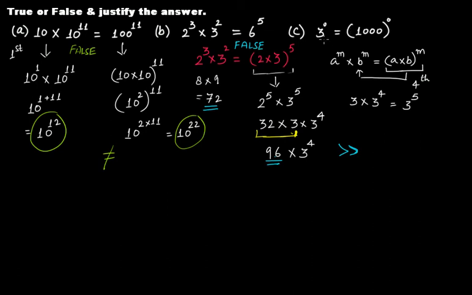Now here 3 has its exponent as 0, and 100 also has its exponent as 0. Now a raised to the exponent 0 is equal to 1, where a is any integer other than 0. So this is 1, and this is also 1. So clearly 1 is equal to 1, and this is true.